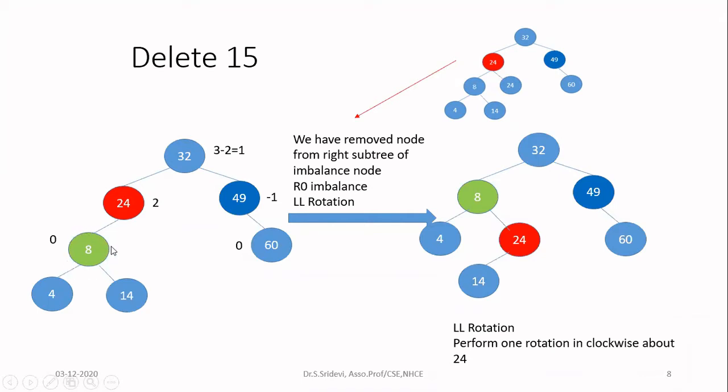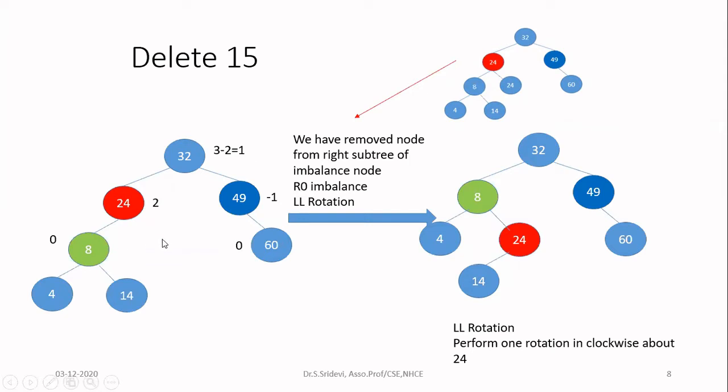So you go to the left subtree and see the balance factor of the root node in that left subtree. So for 24, the left subtree is having the root as 8. 8 is having the balance factor as 0. Now this is the second number I am going to give here. So the imbalance is now R0 imbalance.